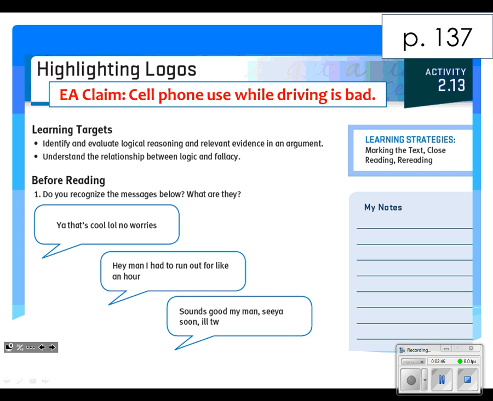Now, there are a few of you that are going to be completing your own topic for the assessment. Even so, I'm still going to have you write this down because that's what we're practicing here in class. For the majority of you, your essay is going to be based on the claim that cell phone use while driving is bad. And with today's activity, we're actually going to be pulling out evidence, logos, to support that claim that we're going to defend. And once you've written that claim down, go ahead and highlight it as well.